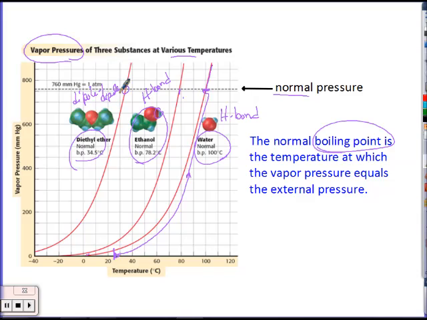So they're not held as tightly, which means they can be released easier, which means they have a higher vapor pressure at any given temperature, which means that they're going to have a lower boiling point.